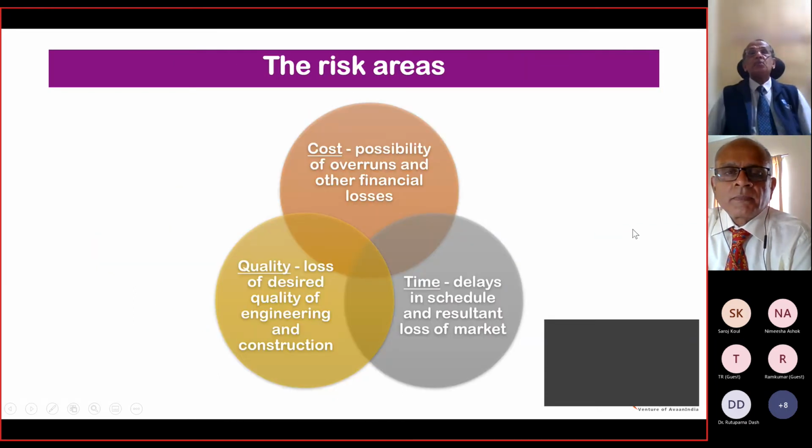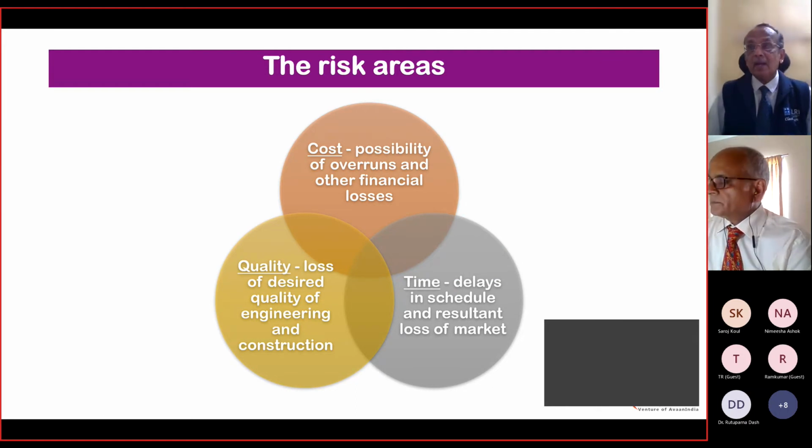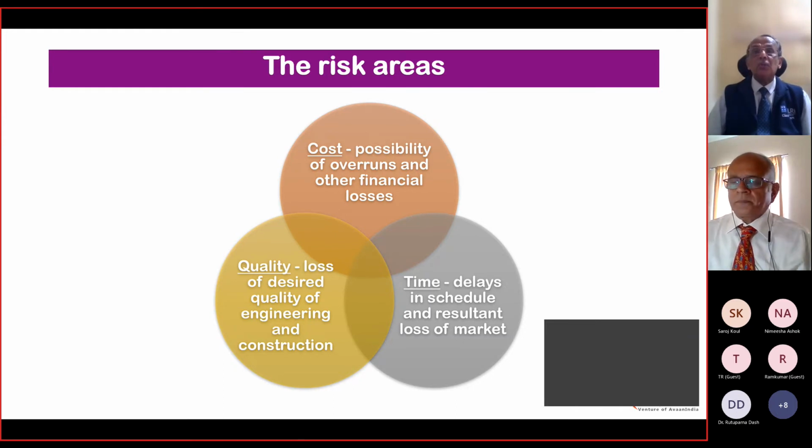Right. So let's move on to the risk areas. Okay. Cost. My colleague Shyam has talked to you about the possibility of cost overruns and other financial losses. See, this is something one has to be extremely careful about.